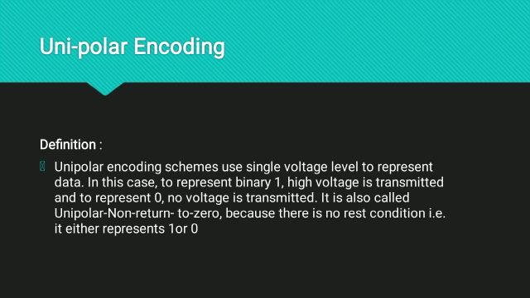Definition for unipolar encoding: the unipolar encoding scheme uses a single voltage level to represent data. In this case, to represent binary 1, high voltage is transmitted, and to represent 0, no voltage is transmitted. It is also called unipolar non-return to 0 because there is no rest condition. That is, it either represents 1 or 0.